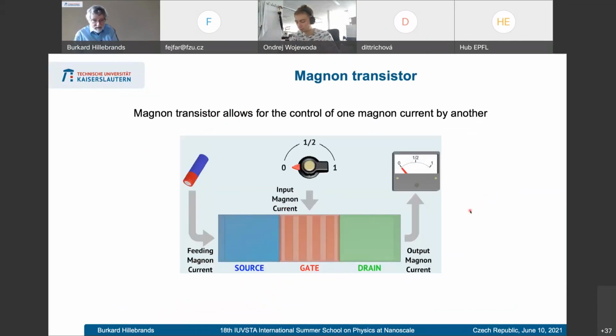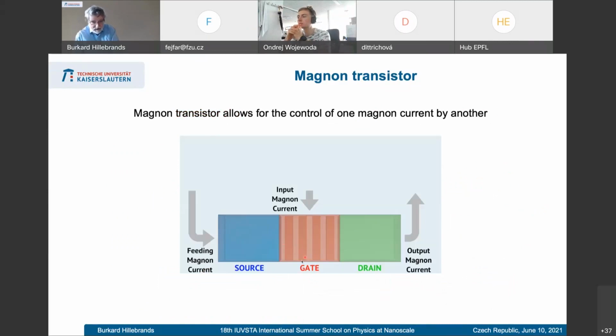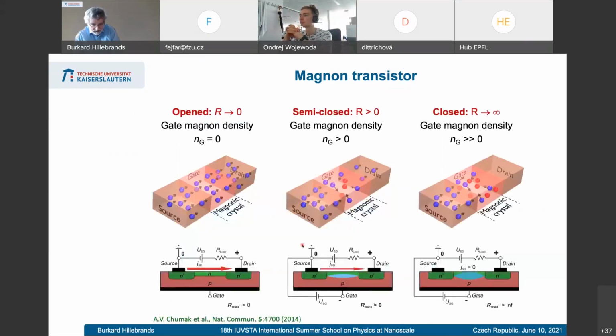So let's see what happens. Now the nonlinearity. First, let's assume we generate magnons. I show them just blue, and the magnons, if they have the right frequency, they just propagate across the Magnonic crystal area to the drain, and we see a large signal here. Now we just throw in a few of these red magnons, which are just at the condition that they are constantly back reflected.